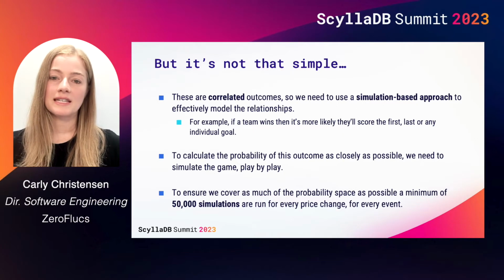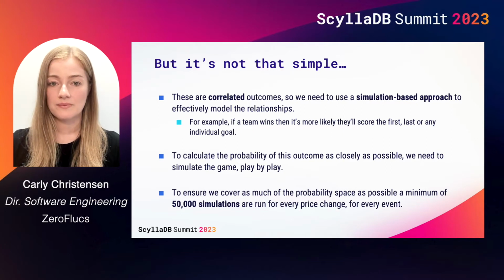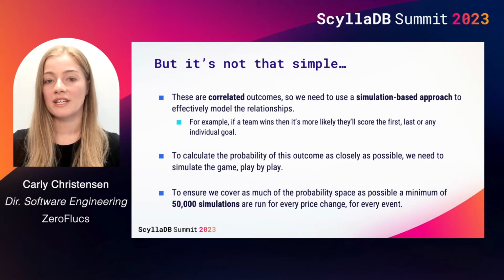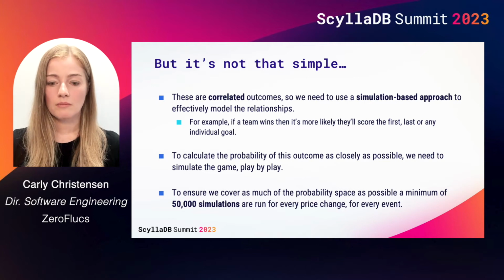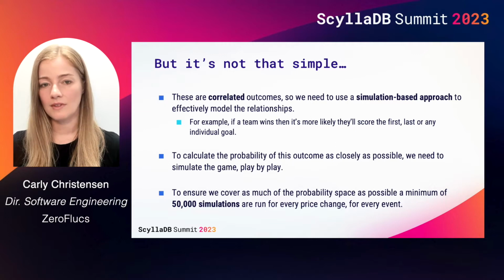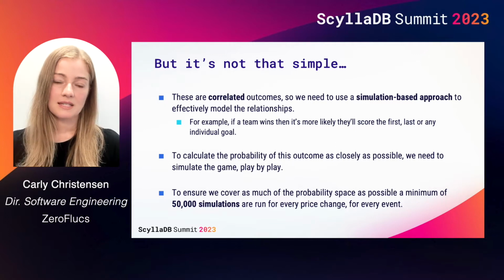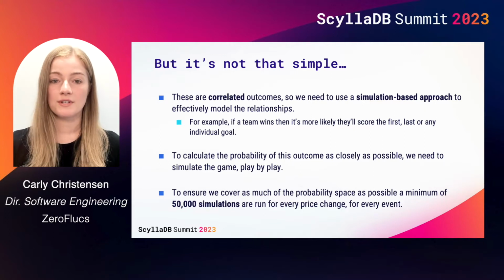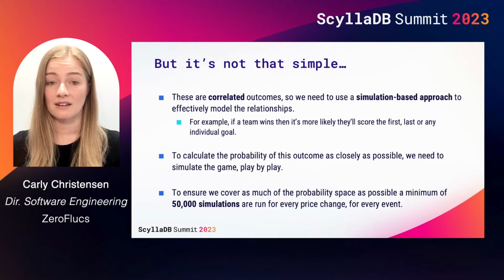And this is because these are correlated outcomes. So we need to use a simulation-based approach to more effectively model the relationships between those outcomes. If Team A wins, it's much more likely that they will score the first touchdown or any other touchdown in that match.